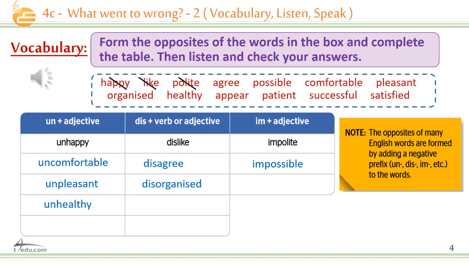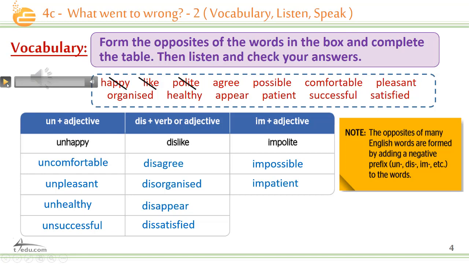Unhealthy. Excellent. Appear. Where you can see, we want something that you cannot see. Disappear. Very good. Patient. Excellent. Impatient. Successful. Very good. Unsuccessful. Satisfied. We say dissatisfied. Dissatisfied. Now let's listen to correct our table.